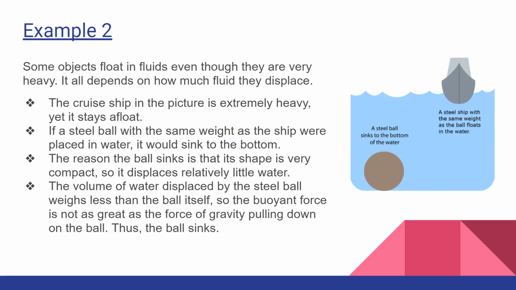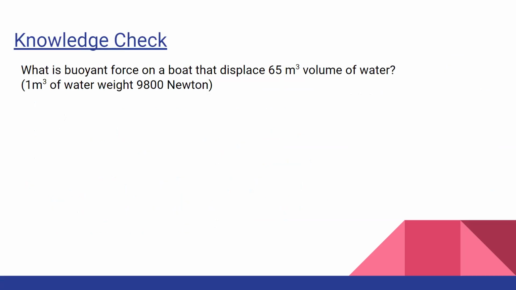So once again, if the volume of water displaced by the steel ball weighs less than the ball itself, the buoyant force will be less than the weight of the ball. So the ball would have a net force facing down, so the ball sinks. So this one is a simple question if you know Archimedes' principle.